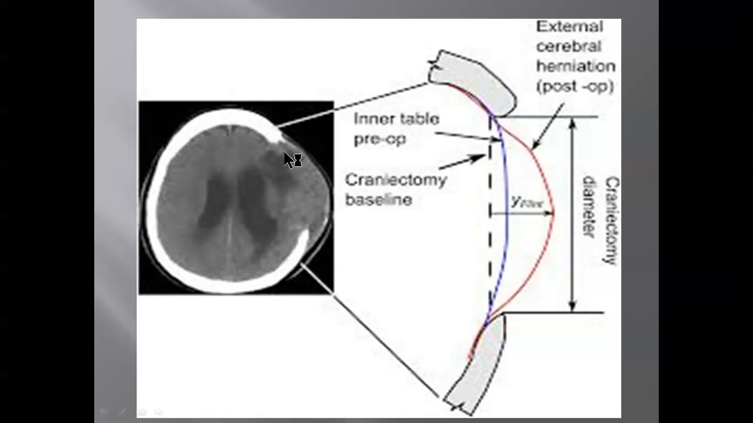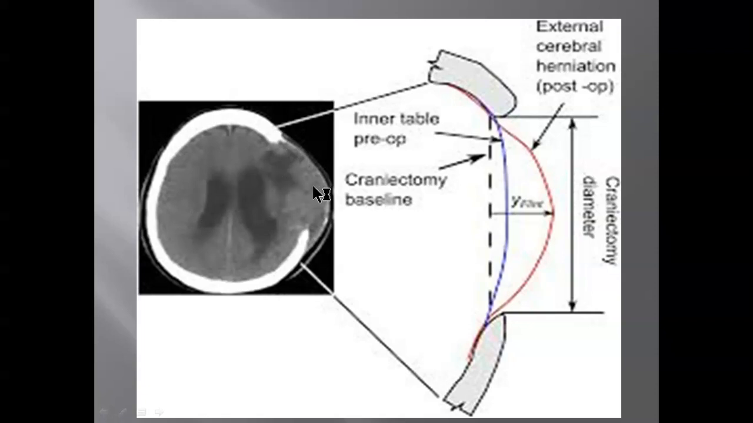Now here in this image we can see brain herniating through this decompressive craniectomy defect. And this is the main aim of your decompressive craniectomy, to let the brain expand, because according to Monro-Kellie, if this was closed, the brain doesn't have anywhere to go. So in that case, taking out this bone helps this brain to swell.